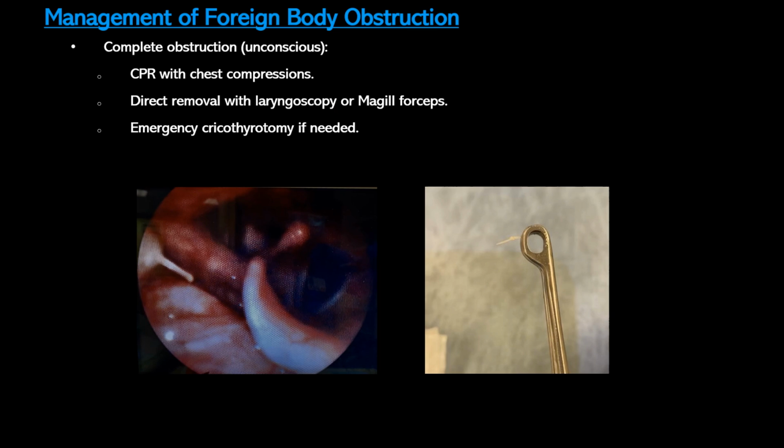If the patient becomes unconscious, immediate CPR is necessary, focusing on chest compressions to generate positive pressure that may dislodge the object. Rescue breaths should only be attempted if the airway appears clear. For visible obstructions, direct laryngoscopy can help visualize and remove the object using tools like the Magill forceps. In extreme cases, when standard technique fails, an emergency cricothyrotomy may be required to bypass the obstruction and restore airflow. Do not exceed the scope of your individual level of practice, and always follow your local protocol.